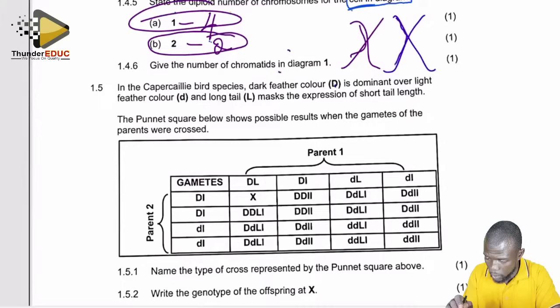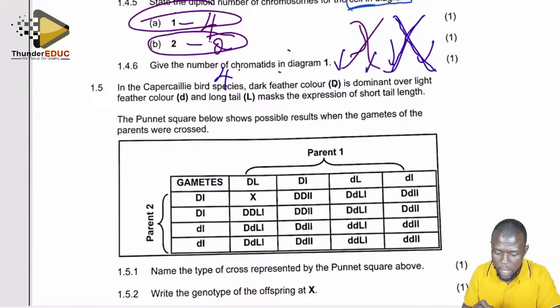Check. It's this. Then it's that. So it's this one. So if I have 2 chromosomes, so it's going to be 1, 2, 3, 4. So the answer here becomes 4.